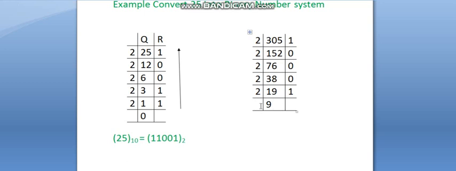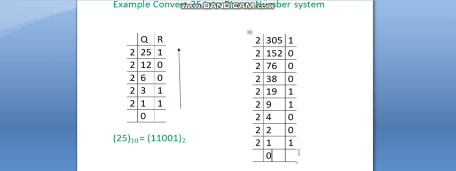Okay, again 9 divided by 2, so the remainder is 1 and the quotient is your 4. 4 divided by 2, remainder is 0 because now it's an even number and quotient is your 2. Again divide by 2, remainder is 0 and the quotient is 1. Okay, again divide by 2, now the remainder is 1 and the quotient is 0. So note down these numbers.